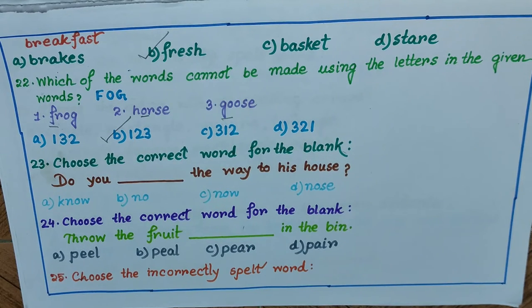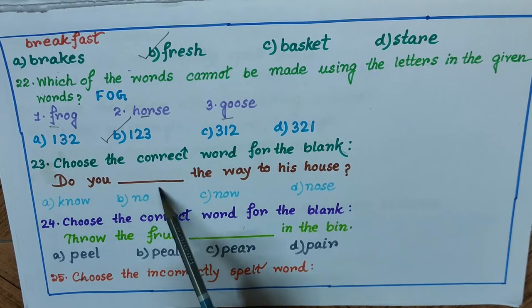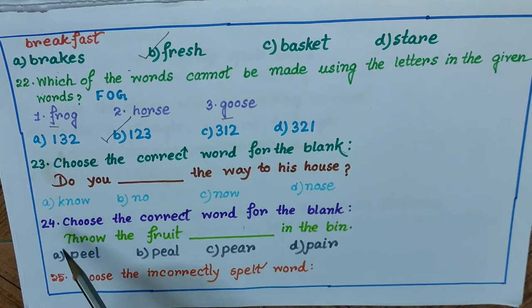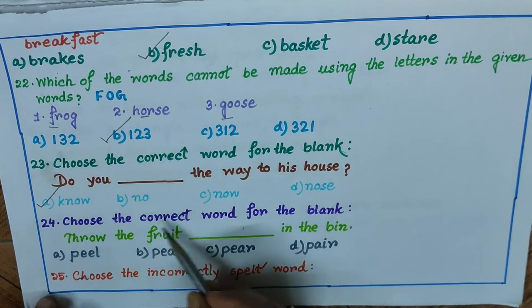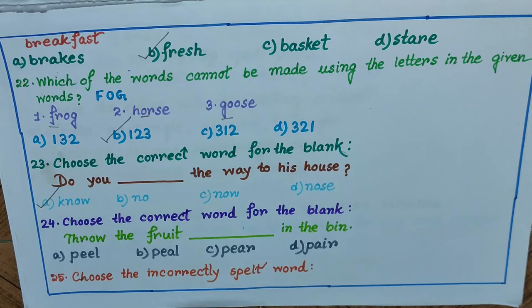Next question, question 23. Choose the correct word for the blank. Do you dash the way to this house? So A, K-N-O-W, know is the right one, because N-O, now or no's are not going to fit over here.